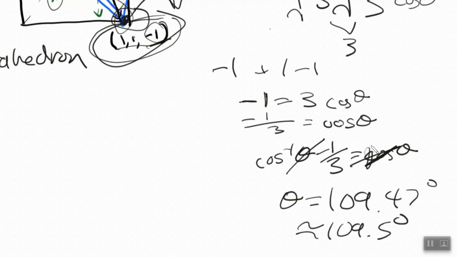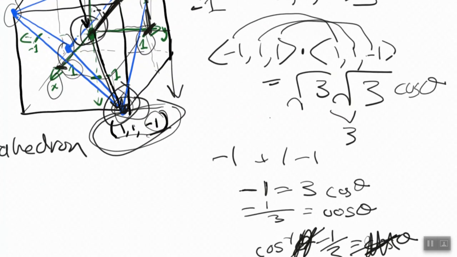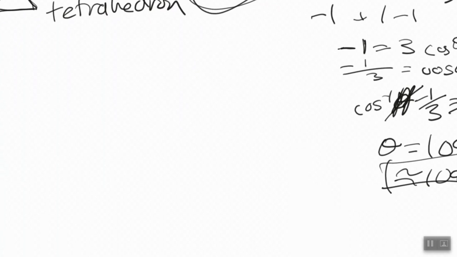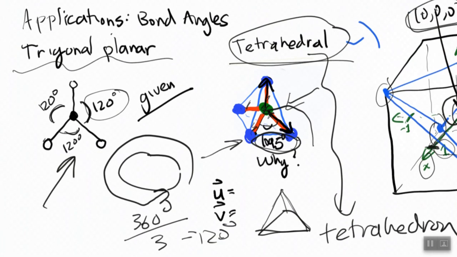So look at that. We basically just proved that the angle between these two vectors, which represent bonds, by the way, where this is the central atom and these two are the side atoms, is 109.5 degrees. So that's how we apply dot products to chemistry, and that's pretty cool.